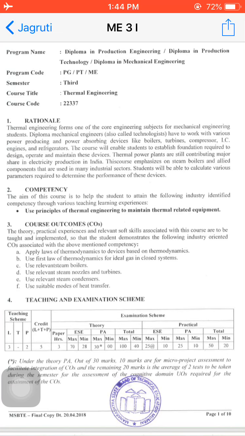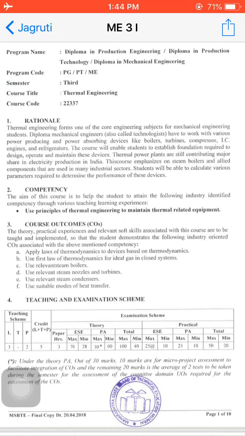Before we start our syllabus, firstly I have to introduce you to the syllabus of Thermal Engineering. Now we have to see the course outcomes from this subject. Basically, there are 6 COs.